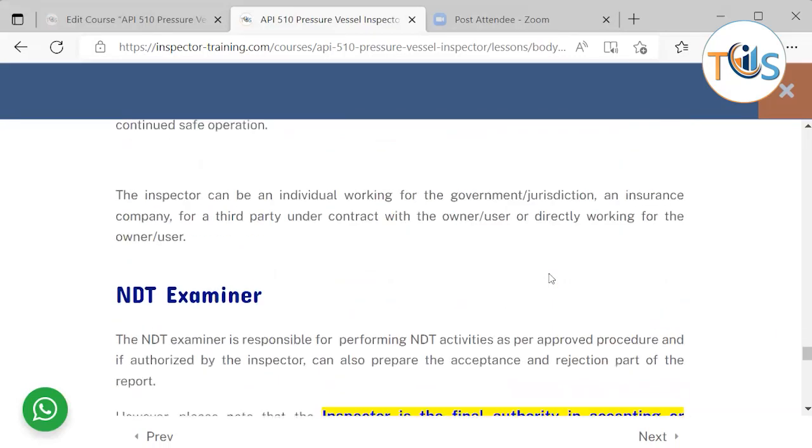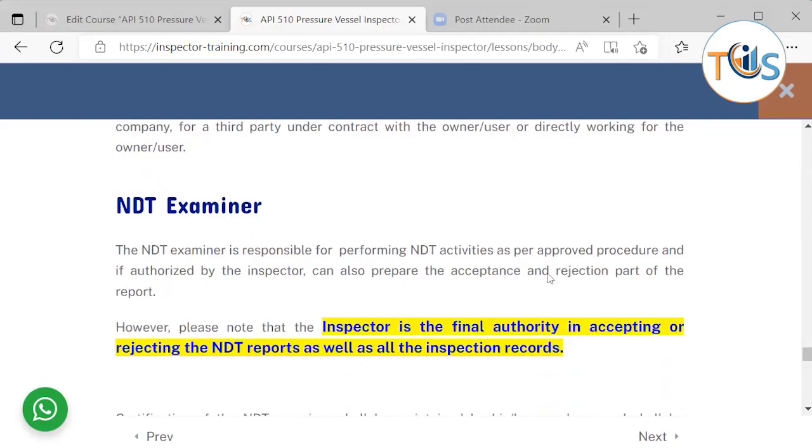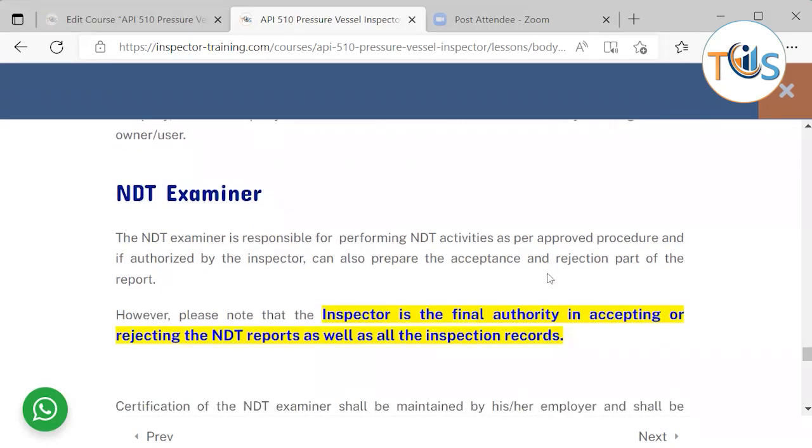The inspector can be an individual, or working for an inspection agency, or an insurance company, or for government, or directly employed by the owner. But it should be an authorized pressure vessel certified inspector. The NDE examiner is responsible for performing NDT activities, as we know, and only if authorized by the inspector, can prepare the acceptance and rejection part of the report. Eventually the inspector is the final authority in accepting or rejecting, because it's the inspector who is certifying the vessel is safe for continued use.